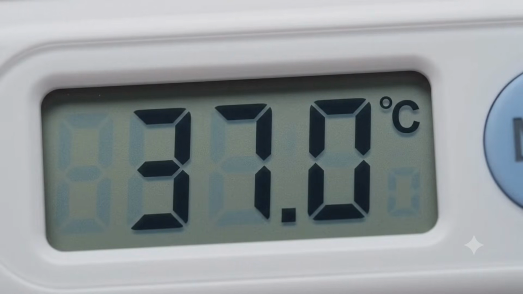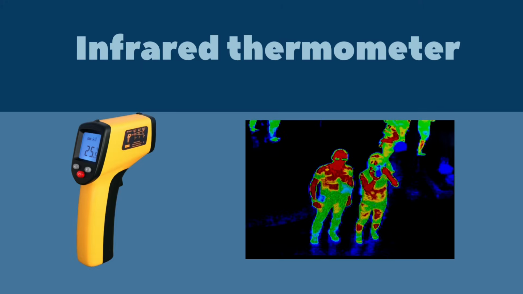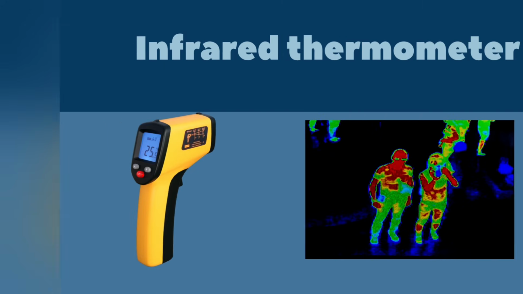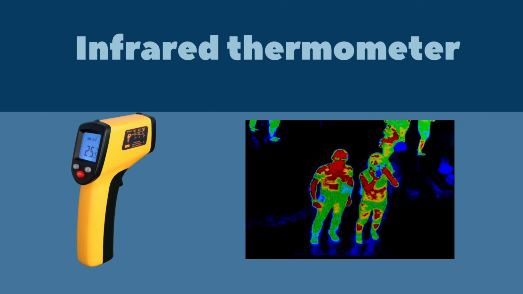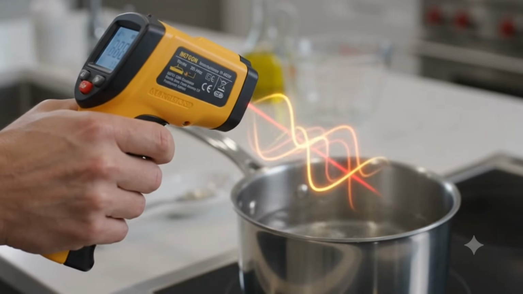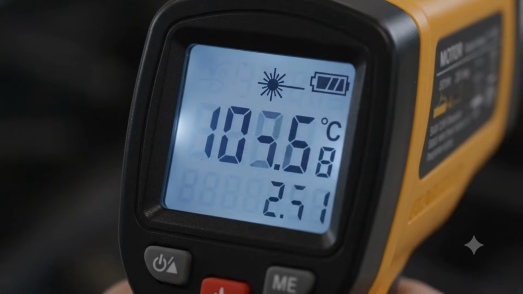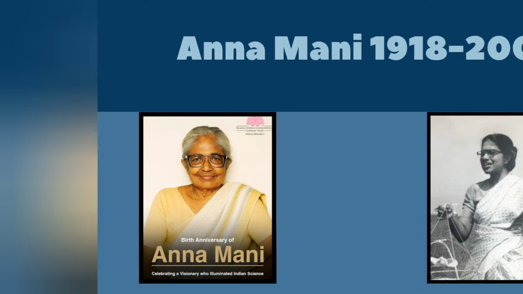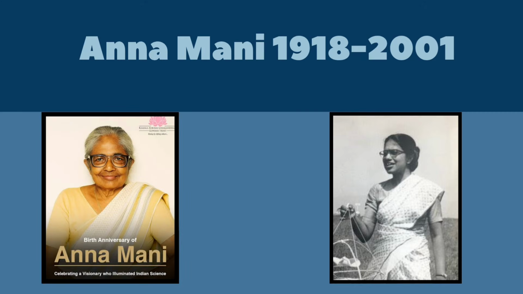Next, check out this one. It looks like a high-tech gadget. This is an infrared thermometer. That's right. It never even touches your skin. Every human body constantly gives off invisible heat rays called infrared radiation. This tool works like a superhero eye. It points at your forehead, catches those invisible heat rays from an inch away, and tells us your temperature in just 1 second.